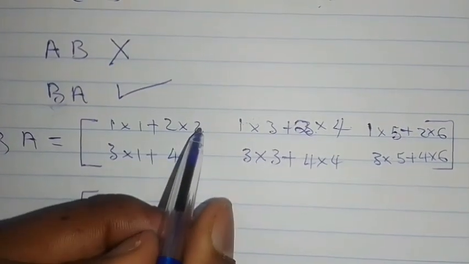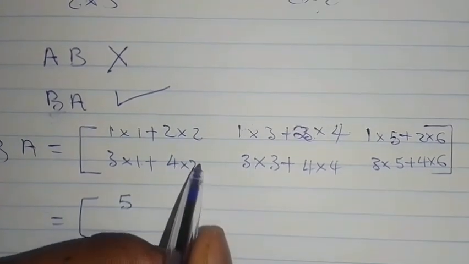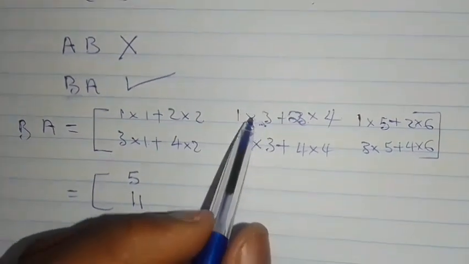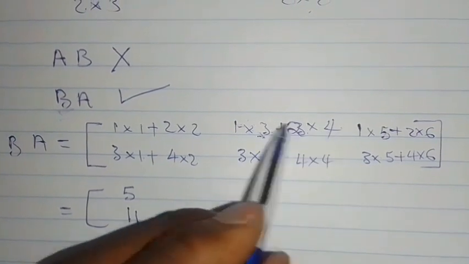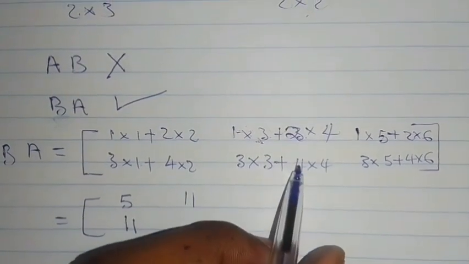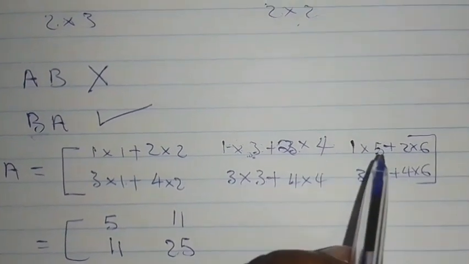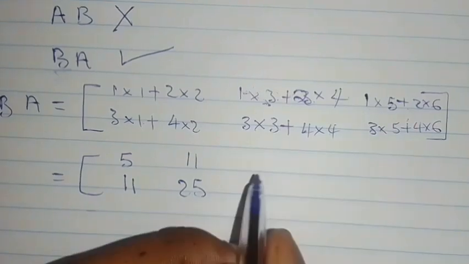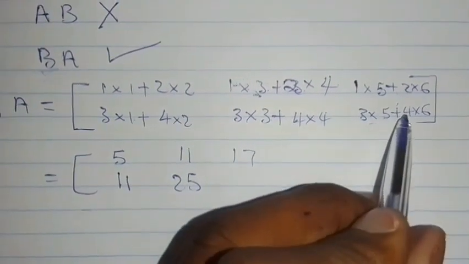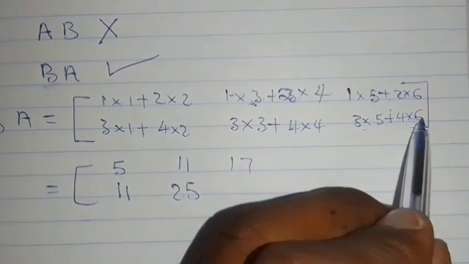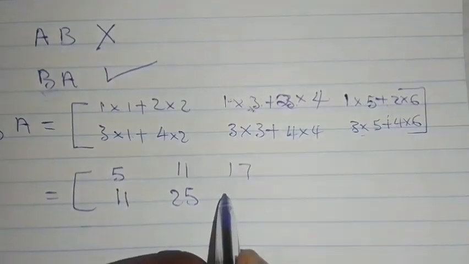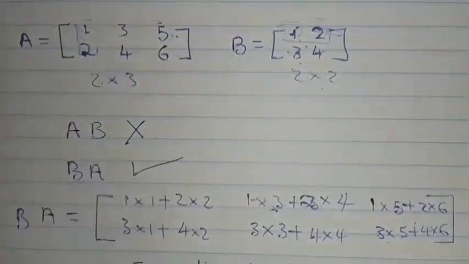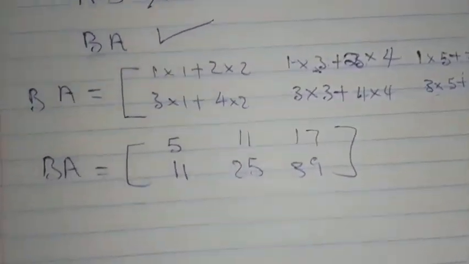1 by 1 it's 1, 2 by 2 it's 4, sum that it's 5. 3 by 1 is 3, 4 by 2 it's 8, and 8 plus 3 it's just gonna be 11. Then we have 1 by 3, it's 3, 2 by 4, it's 8, 8 plus 3, that's 11. 3 by 3, it's 9, 16 here, we'll have 25, and then 1 by 5 plus 2 by 6, so we're going to have 12 plus 5, which is just going to give us 17. And 3 by 5 plus 4 by 6, 4 by 6 it's 24, 3 by 5 it's 15, then we're going to have 39, so that will be BA. So that's just how you find the product of two matrices.